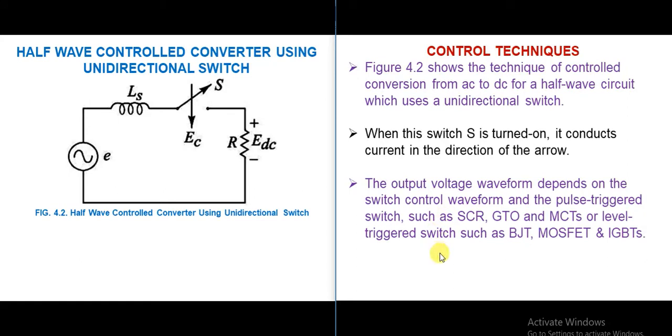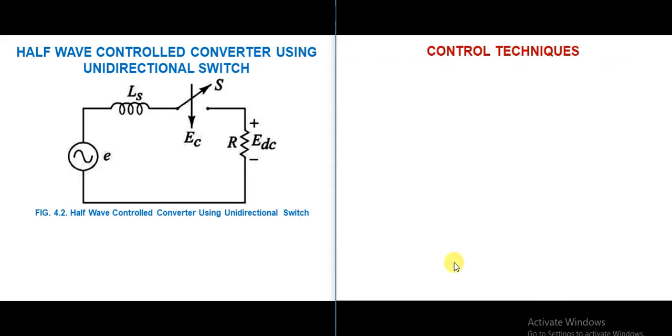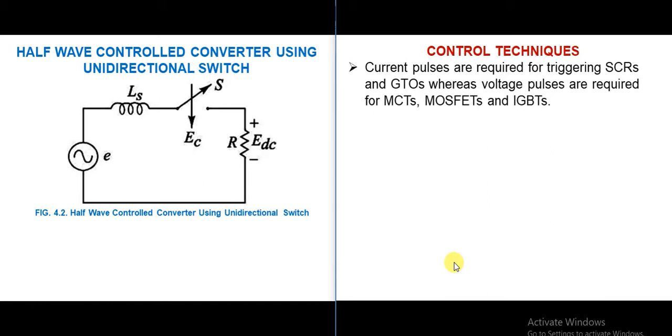The output voltage waveform depends on the switch control waveforms and the pulse triggered switches such as SCR, GTO, MCT, or level triggered switches such as BJT, MOSFETs, and IGBT. Current pulses are required for triggering the SCRs and GTOs, whereas voltage pulses are required for MCTs, MOSFETs, and IGBTs. Why is it so? Current pulses for current control devices and voltage pulses for voltage control devices.